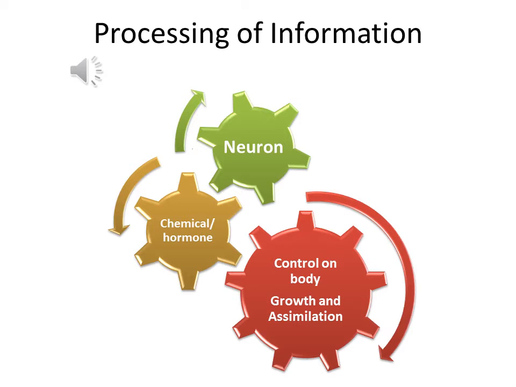Specialized tissues are used to provide these control and coordination activities in animals. So which are these tissues? Let us see in the next slide the nervous system or nervous tissue.